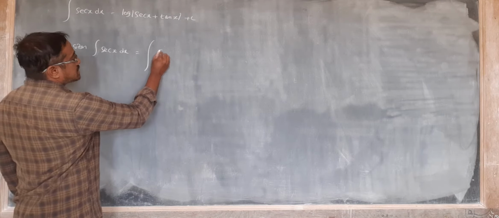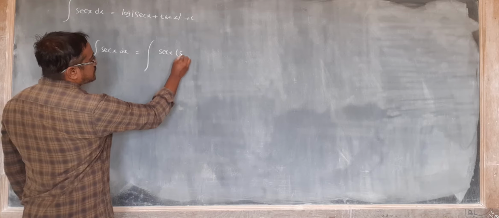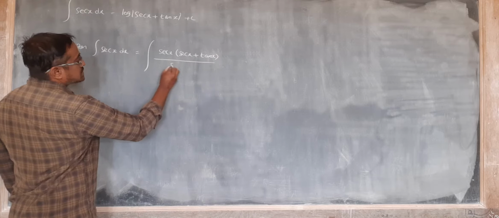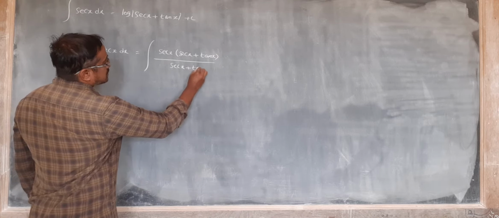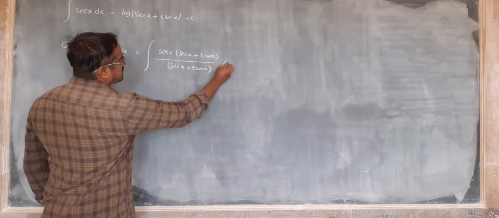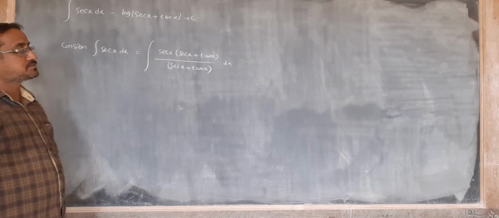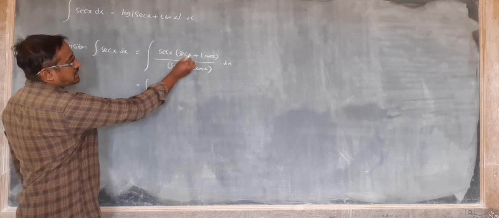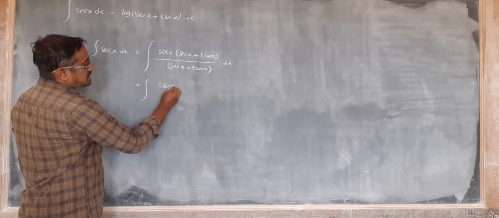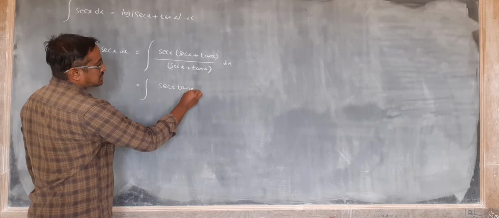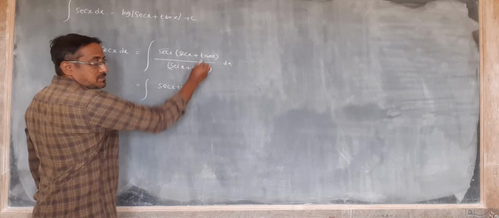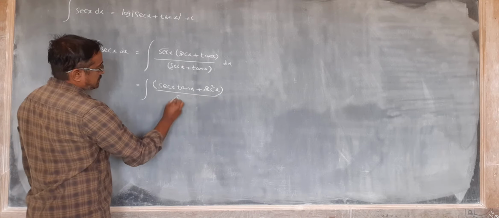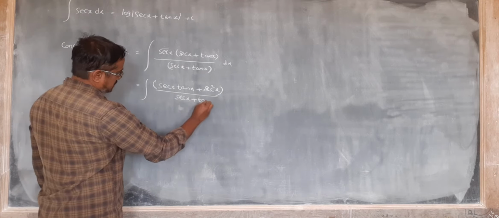This can be written as secant x into secant x plus tan x by secant x plus tan x. We multiplied and divided with secant x plus tan x. Now see this, if you multiply with secant x, you will get secant x into tan x plus secant square x by secant x plus tan x dx.